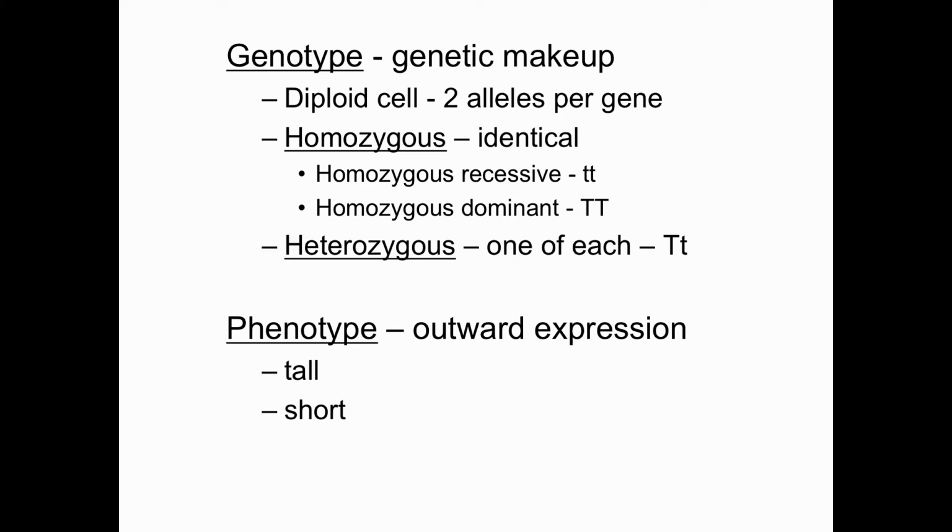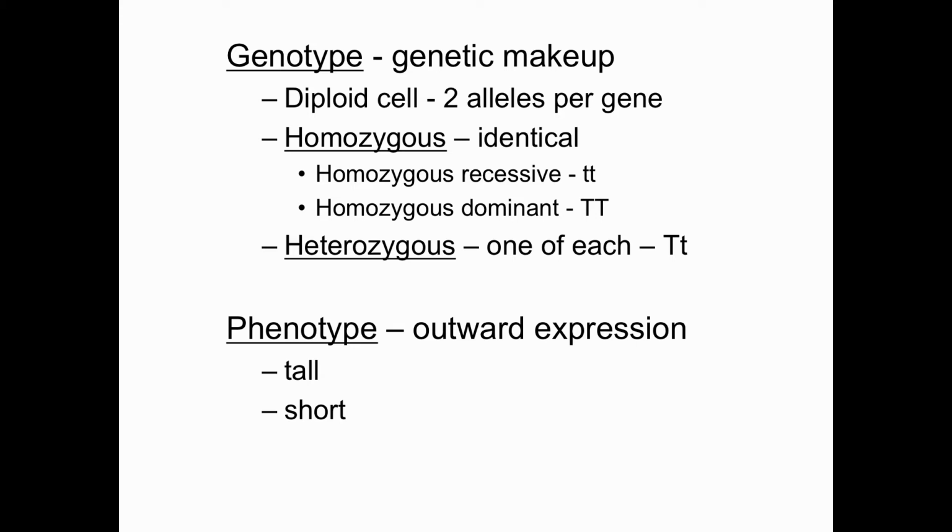So if you inherit 2 recessive genes, you are said to be homozygous recessive. If you inherit 2 dominant genes, you are said to be homozygous dominant. If, however, you inherit 1 dominant gene and 1 recessive gene, you are said to be heterozygous. And when you use the term heterozygous, you don't put recessive or dominant with it, because by the nature of being heterozygous, that means you have 1 dominant and 1 recessive. So you want to be as specific as possible when you can.